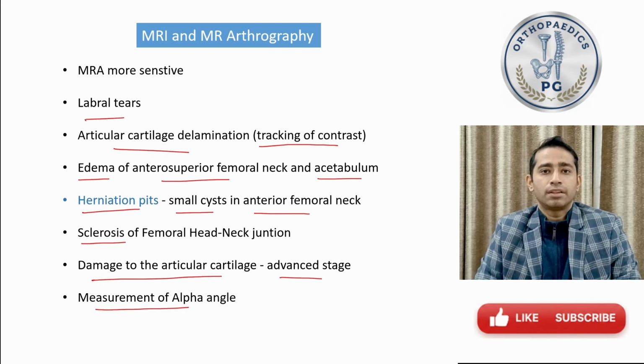So friends, this was a video demonstrating the radiographic evaluation of femoroacetabular impingement.